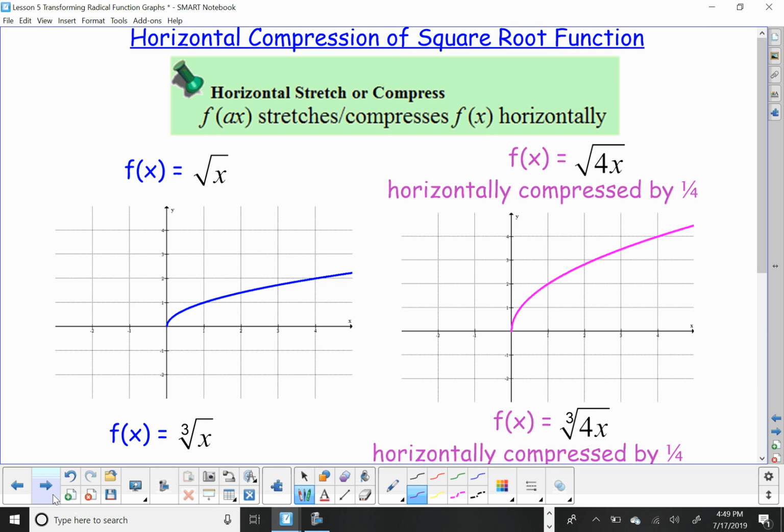So, here we've got square root of x for square root 4x. This is compressed by 1/4. What that tells you is that you're going to go over 1/4 and up 1. Over 1 and up 2. Okay?